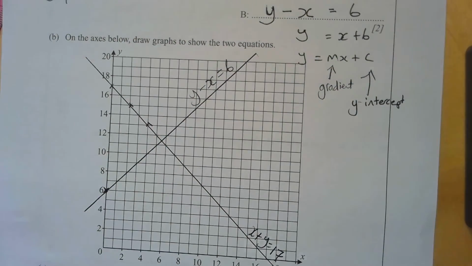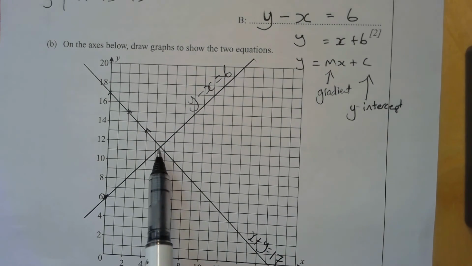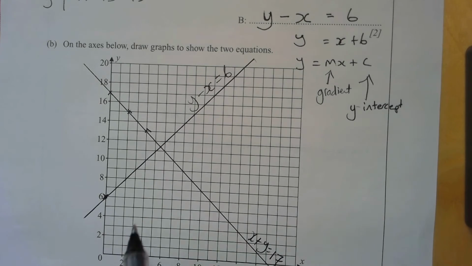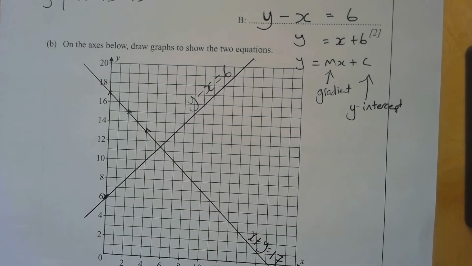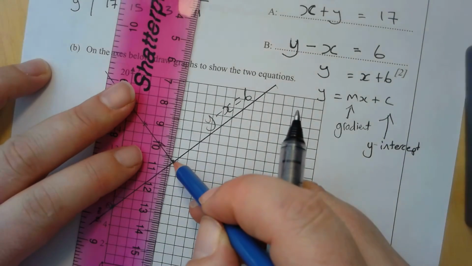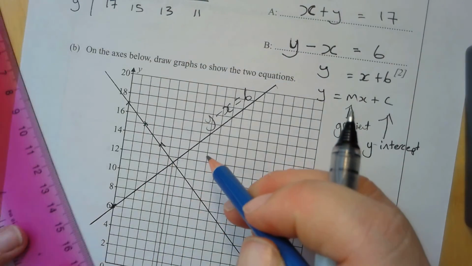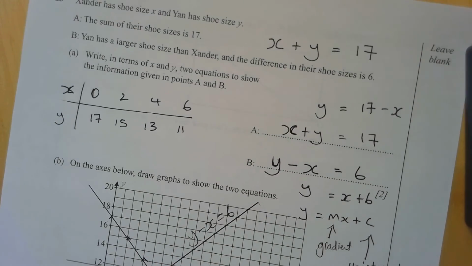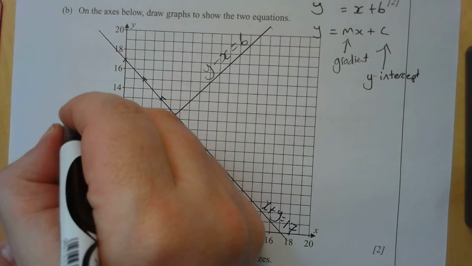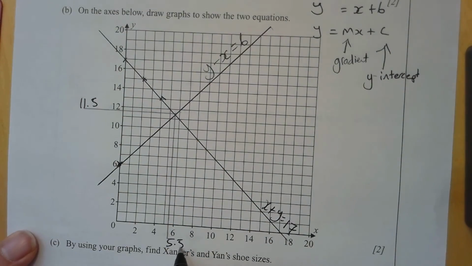By using a graph, find Xander and Jan's shoe size. Well, it's the point where it crosses. The point where it crosses gives us the x-axis, which is 5.5. 5.5 is Xander's shoe size, and the y-axis is Jan's, and that's at 11.5. So if you can't see that easily, you take this down to here, and that gives you your 5.5 on the x-axis, which is Xander, and then across to Jan here, which is your 11.5. And this is your 5.5.